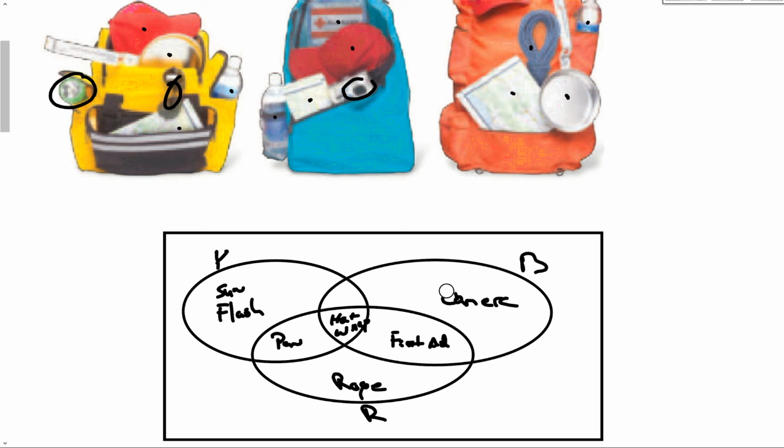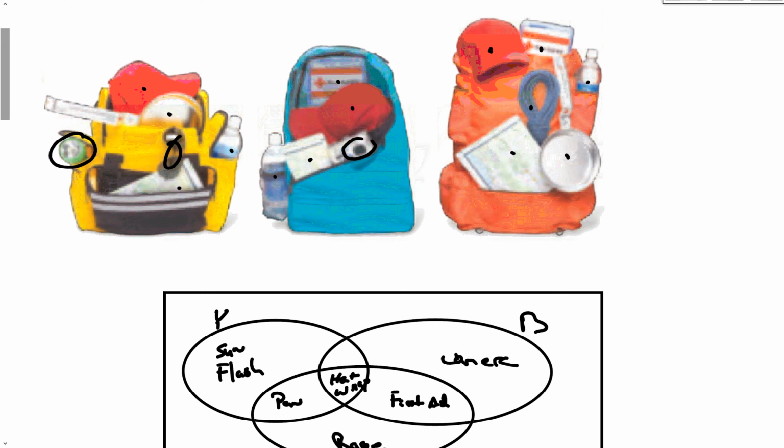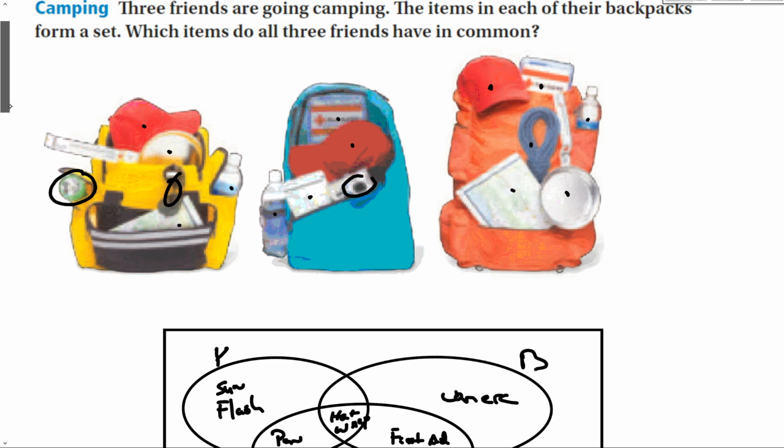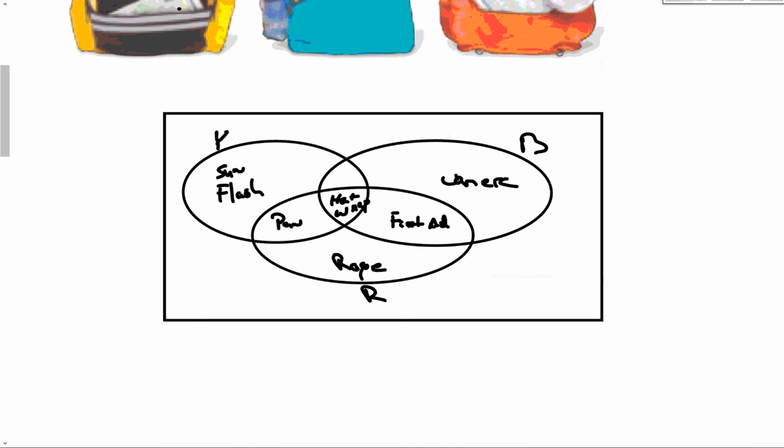Okay. I'm not sure what else is going on in here. Like I said, it's kind of a hard picture to make out. Luckily, I had the textbook to help me out. But to answer the question, which items do all 3 friends have in common? They all have a hat, they all have some water, and they all have a map. Okay? Hat, water, map.